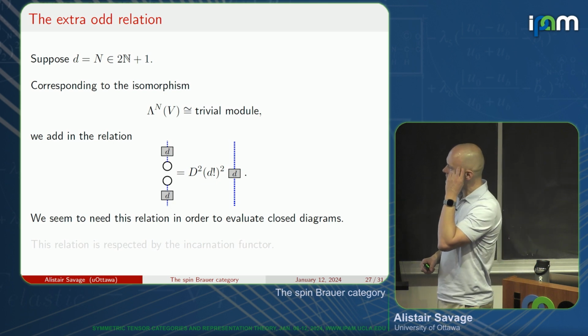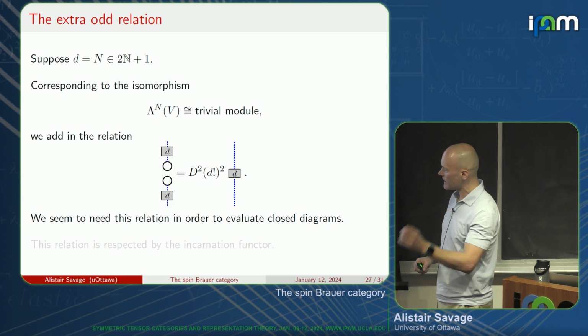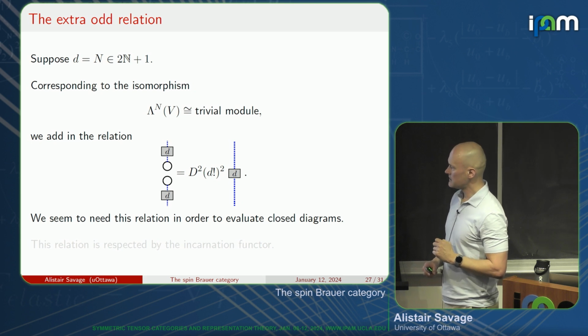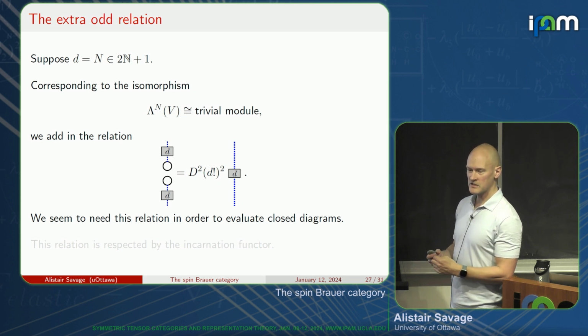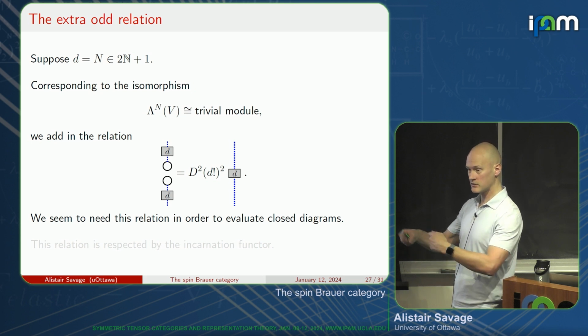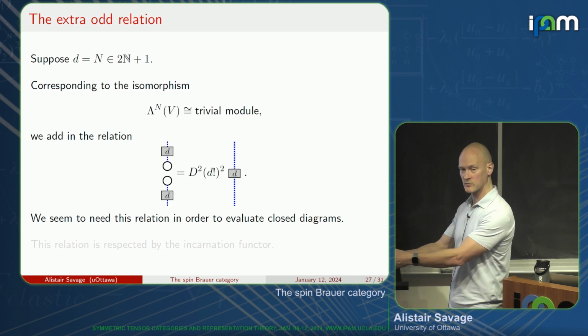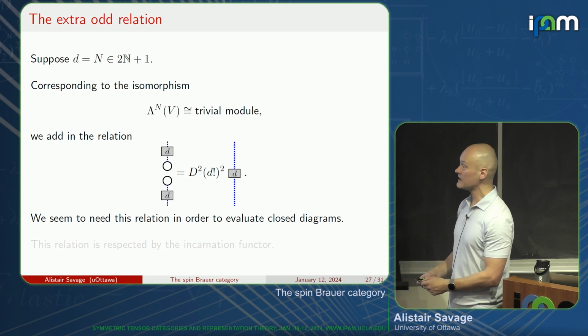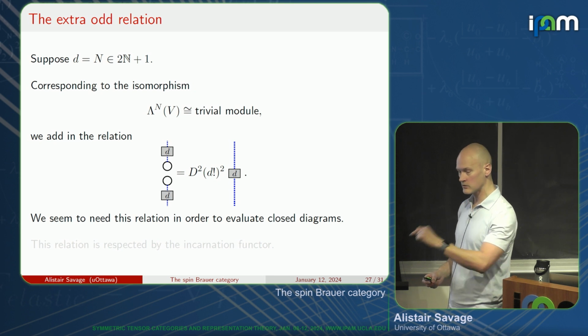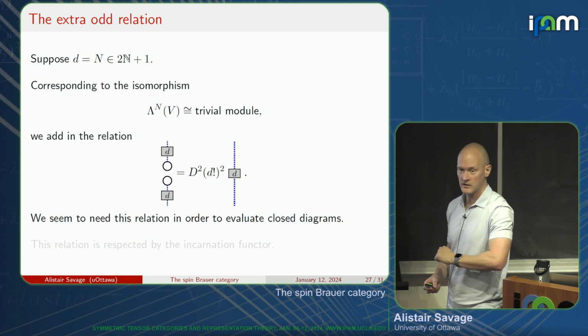And why do I really want to impose that in the diagrammatic category? It's because one of the things you really would like to have for these diagrammatic categories is that you can evaluate all closed diagrams. Anytime you have a closed diagram, you can use your rules and evaluate it to a scalar multiple of the empty diagram. That's what you need, for instance, to know that the kernel of your map is negligible morphisms.